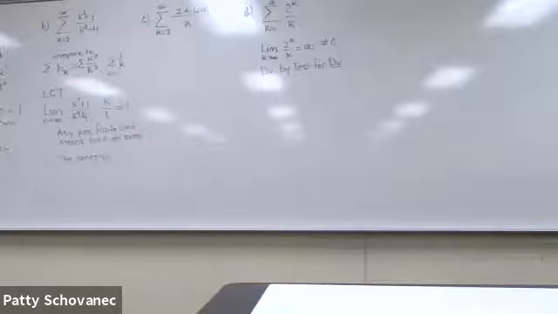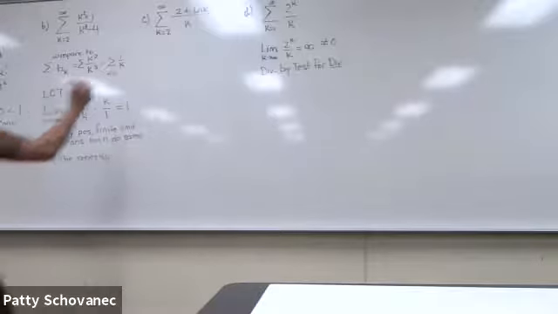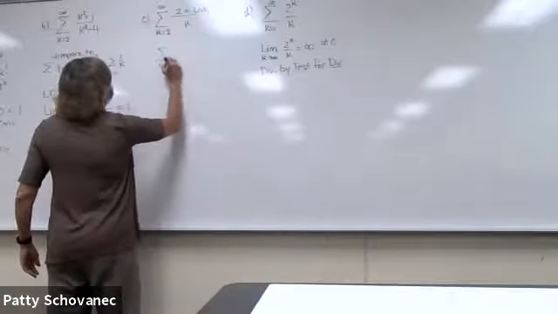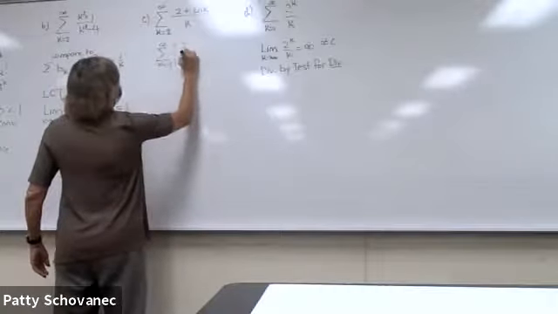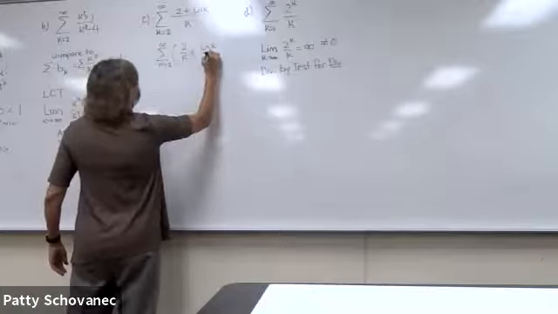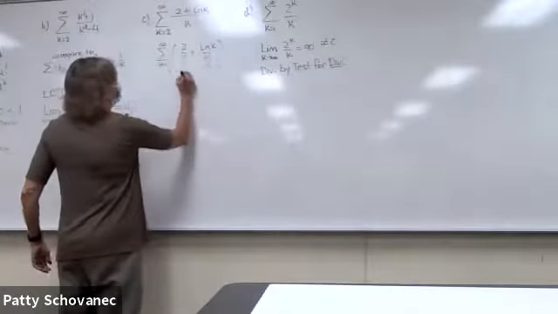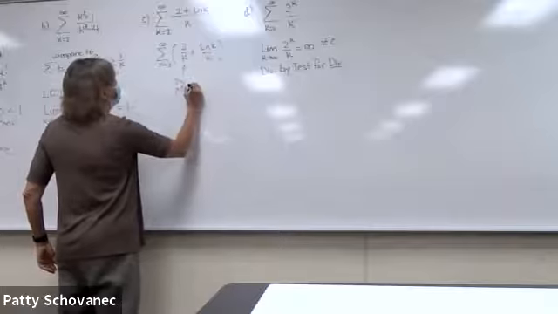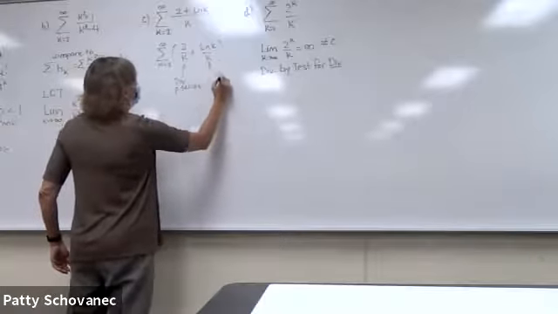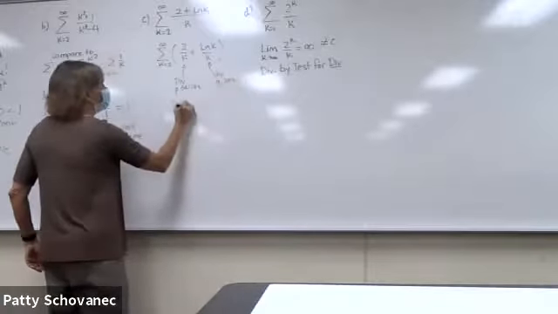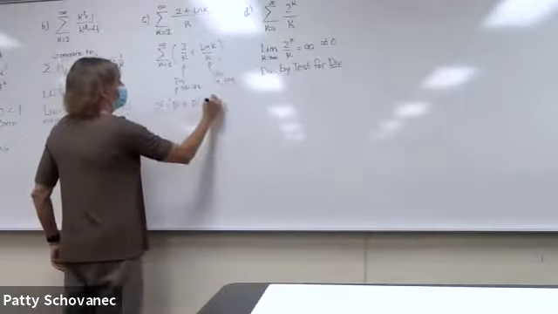Probably the quickest way to do part C is to make it the sum of two series here, because I recognize 2 over k as being my divergent p-series. What about the log of k over k? It's a divergent q-log series. And divergent plus divergent is divergent.